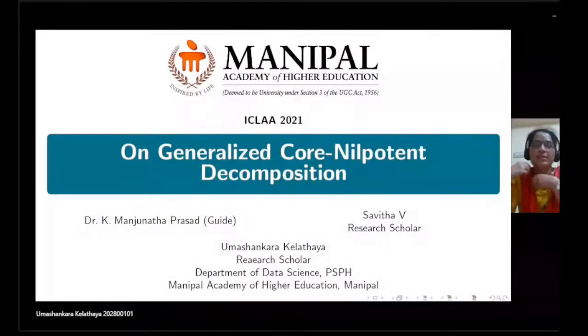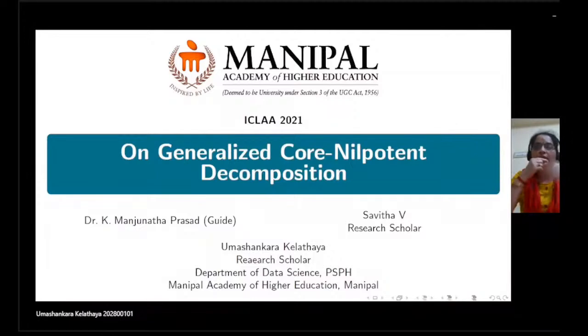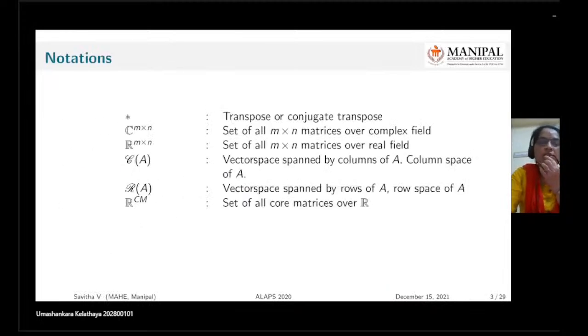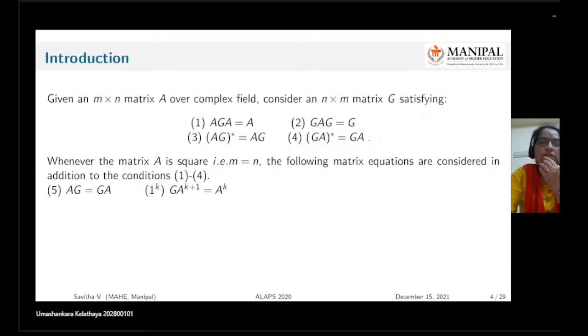Good afternoon. This is Savita V presenting a talk on generalized core-nilpotent decomposition. This work is along with my guide Dr. K. Manjunath Prasad and Uma Shankar Kerataya. These are the contents of my presentation. These are the notations which I use in my presentation.